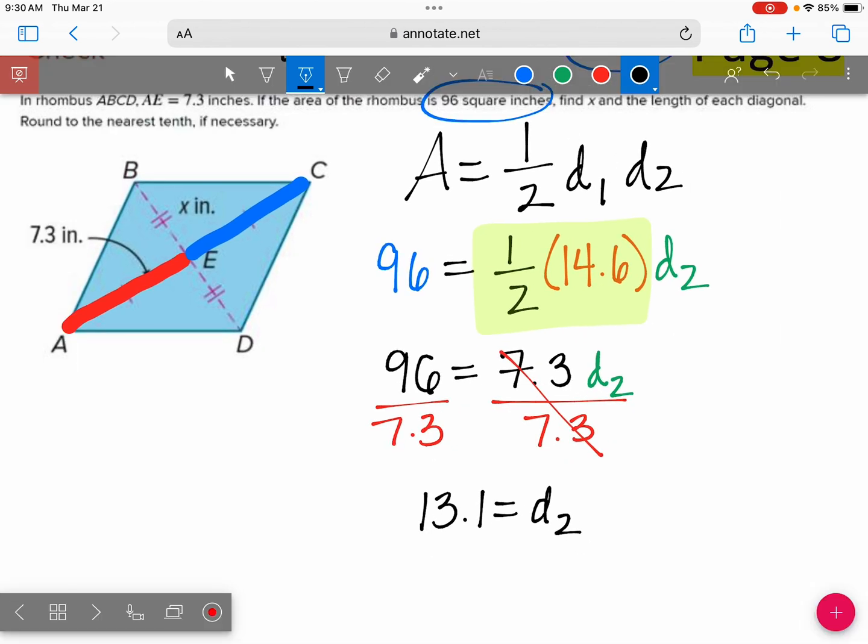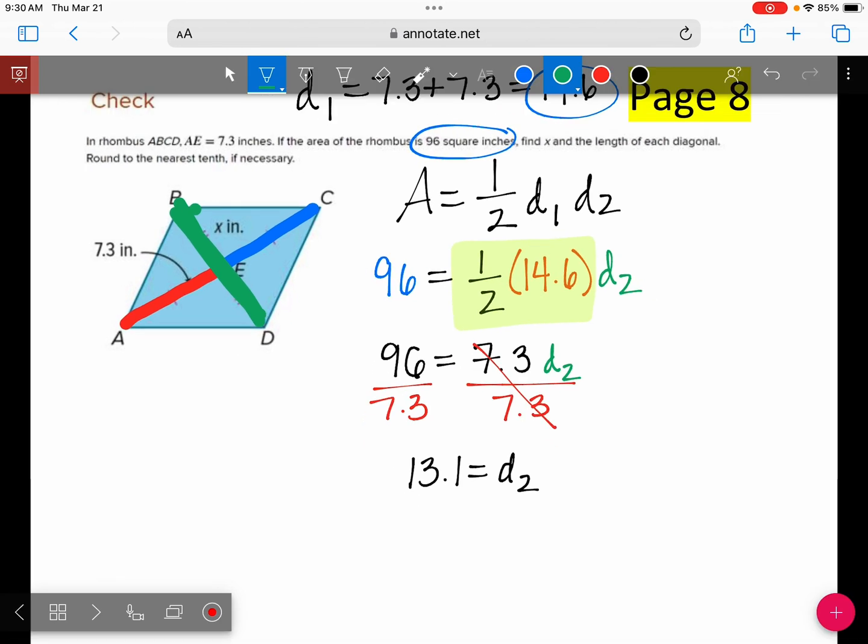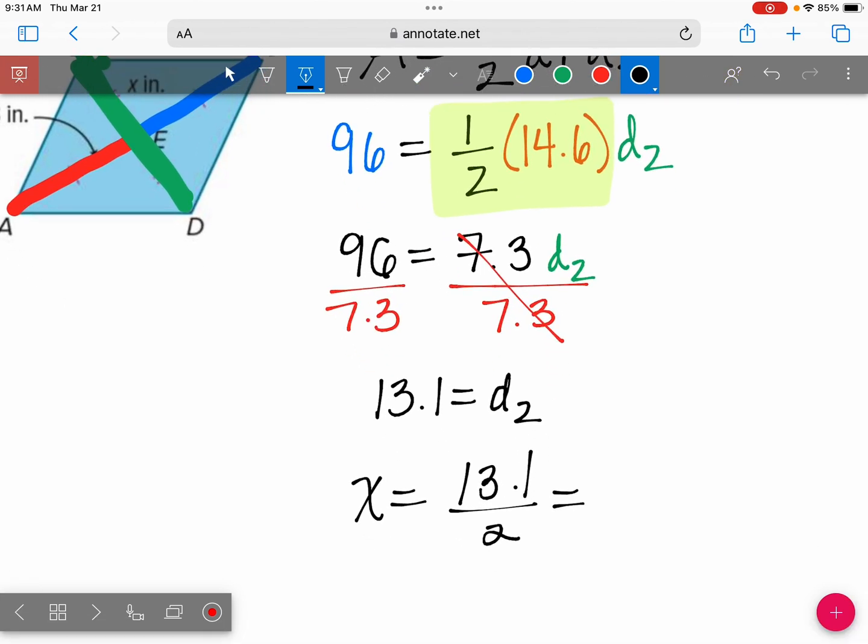But we got to keep in mind that diagonal 2 would be from here to here. But they're not asking for the whole diagonal. They only want half of the diagonal. So in this example, X is going to equal 13.1 divided by 2. So diagonal 2 is 13.1, but they want us to find half of the diagonal. So if you take 13.1 and divide that by 2, 6.55 inches.